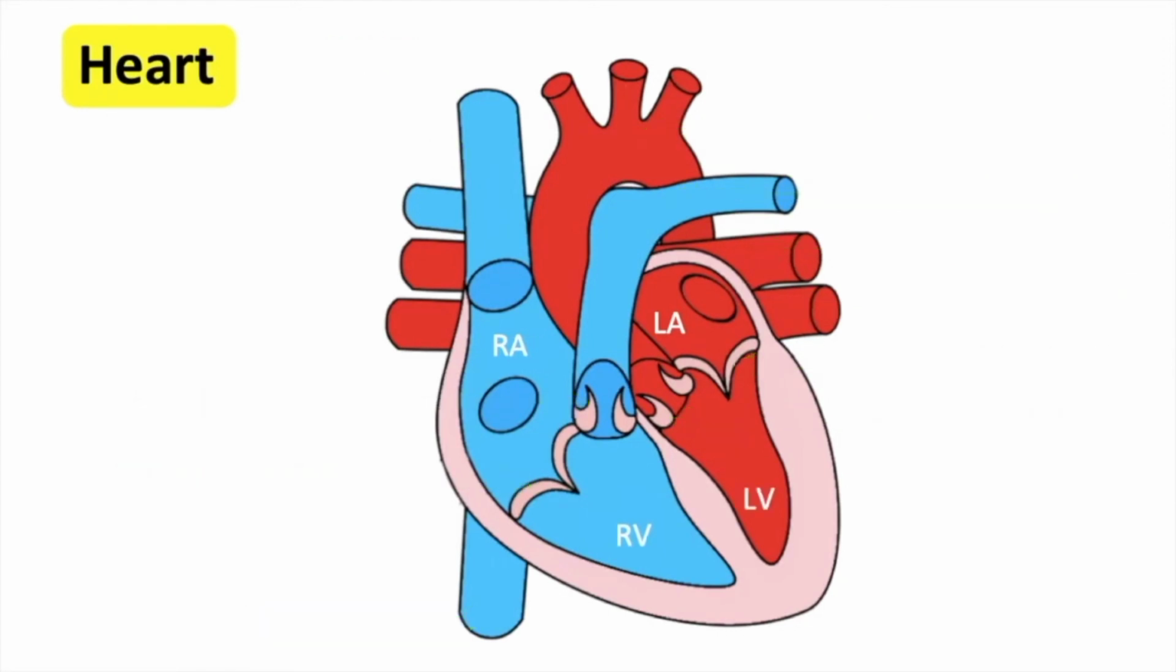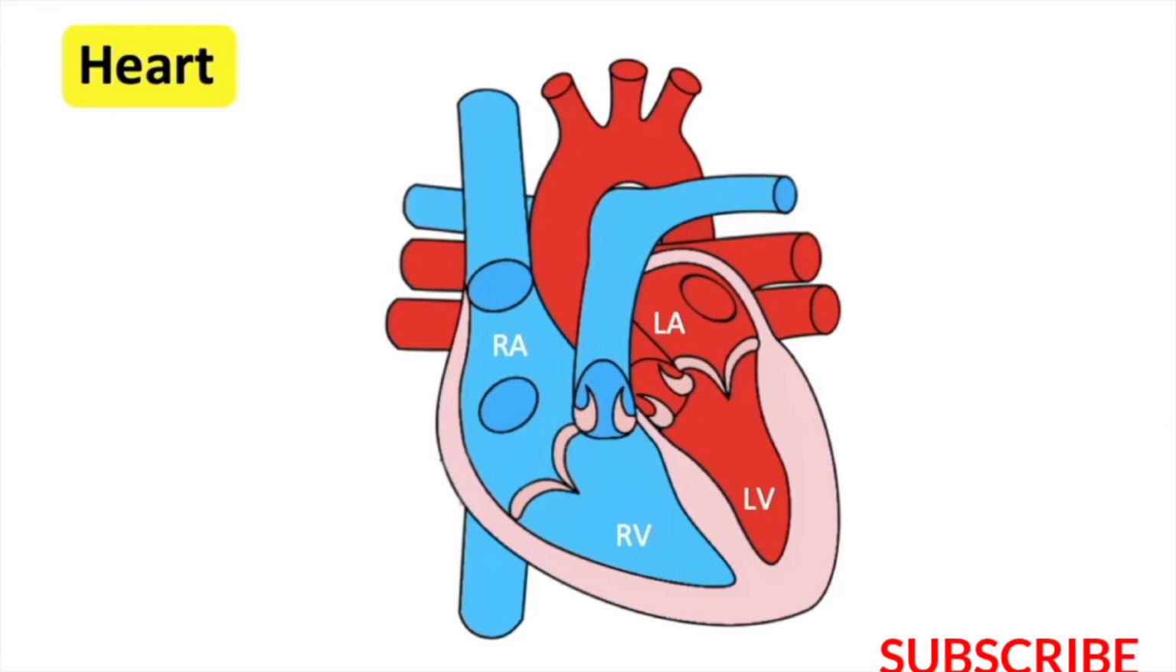Now let's go through the full process. Deoxygenated blood from the body flows into the right atrium via the superior and inferior vena cava. The right atrium contracts and the blood flows through the tricuspid valve into the right ventricle. The ventricle contracts and the blood flows up through the pulmonary valve into the pulmonary artery. This is then taken out of the heart into the lungs.